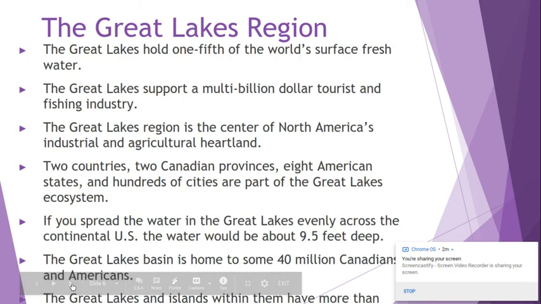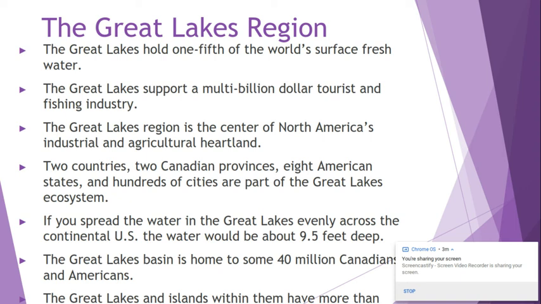Now, the Great Lakes hold 1/5 of the world's surface freshwater, if you did not know that. They support a multi-billion, yes, billion-dollar tourist and fishing industry. Like I said, we fish out of the Great Lakes. They're the center of North America's industrial and agricultural heartland, meaning that we are able to ship things through our Great Lakes very quickly. Two countries and two Canadian provinces, 8 American states, and hundreds of cities are part of the Great Lakes ecosystem.